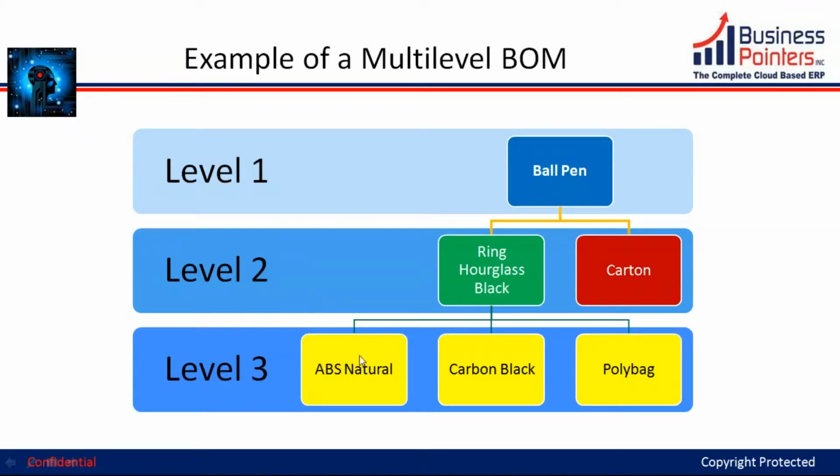We will consider an example over here. So if you see here, we are considering the finished product as ball pen, and then we have the semi-finished product as ring hourglass black, and the raw material, which is the component of the level 1 finished product. And in the next level, we have ABS natural, carbon black, and polybag, which are 3 raw materials, which are the components of the ring hourglass black.